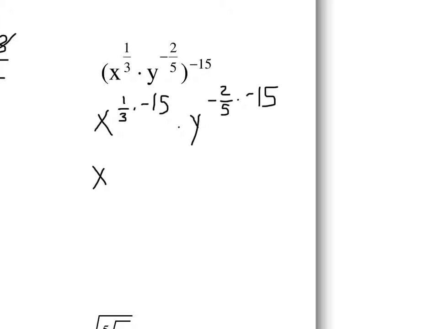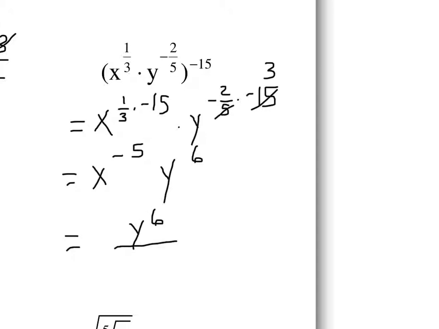What is 1/3 times negative 15? Negative 5. What is negative 2/5 times negative 15? A negative times a negative is a positive, so I know this is positive. 5 goes into 15 3 times, so it's a positive 6. But our final answer can only have positive exponents, so we need to rewrite this with positive exponents. y to the 6th is positive, leave it alone. x to the negative 5 is negative. That means it's in the wrong location. It's in the numerator. We have to take it down to the denominator.